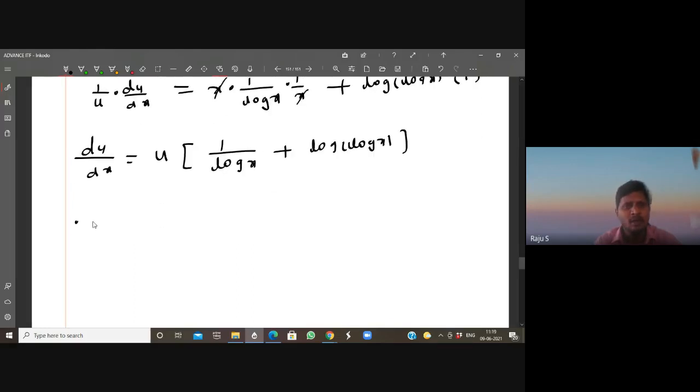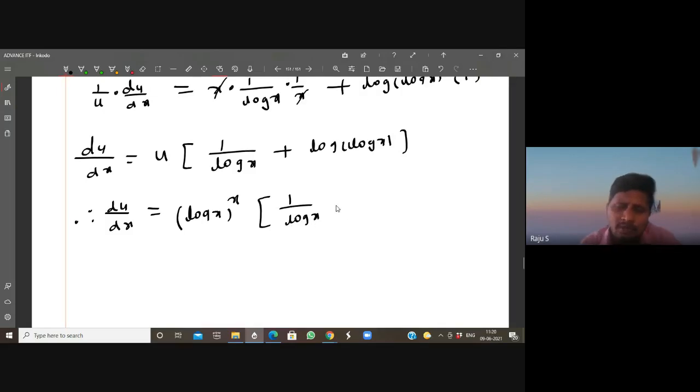So at last you have to replace the u value. Therefore du by dx we are going to get log x to the power of x into 1 by log x plus log of log x.